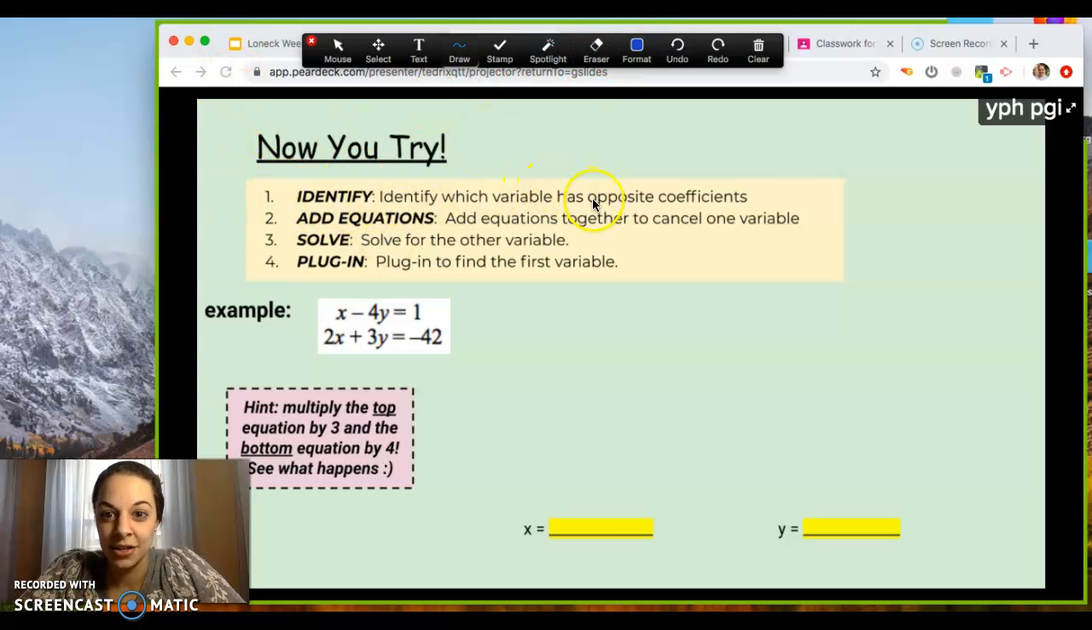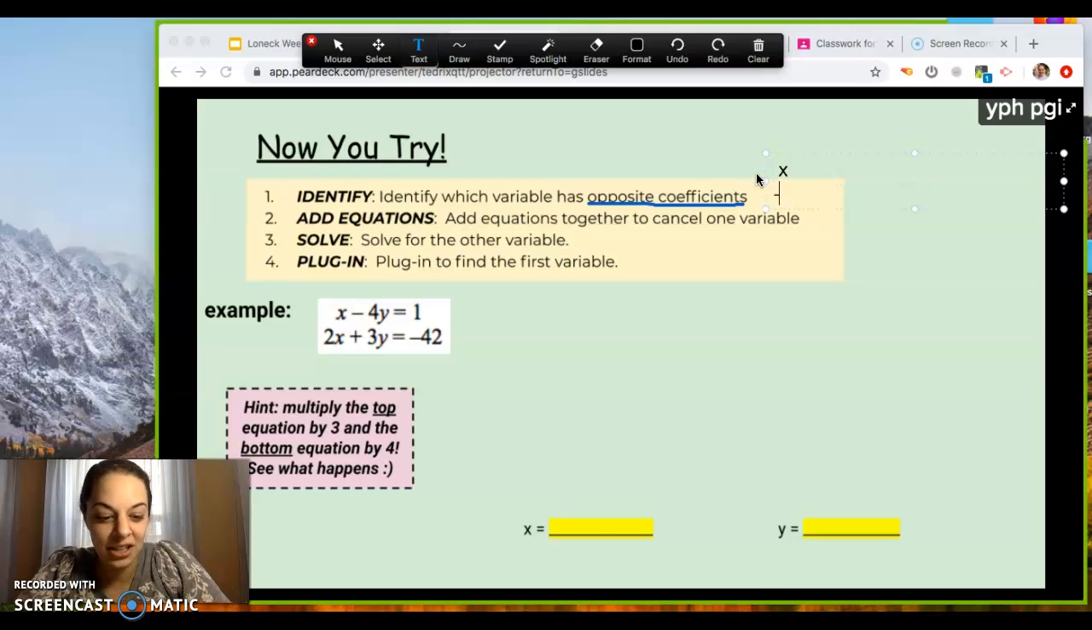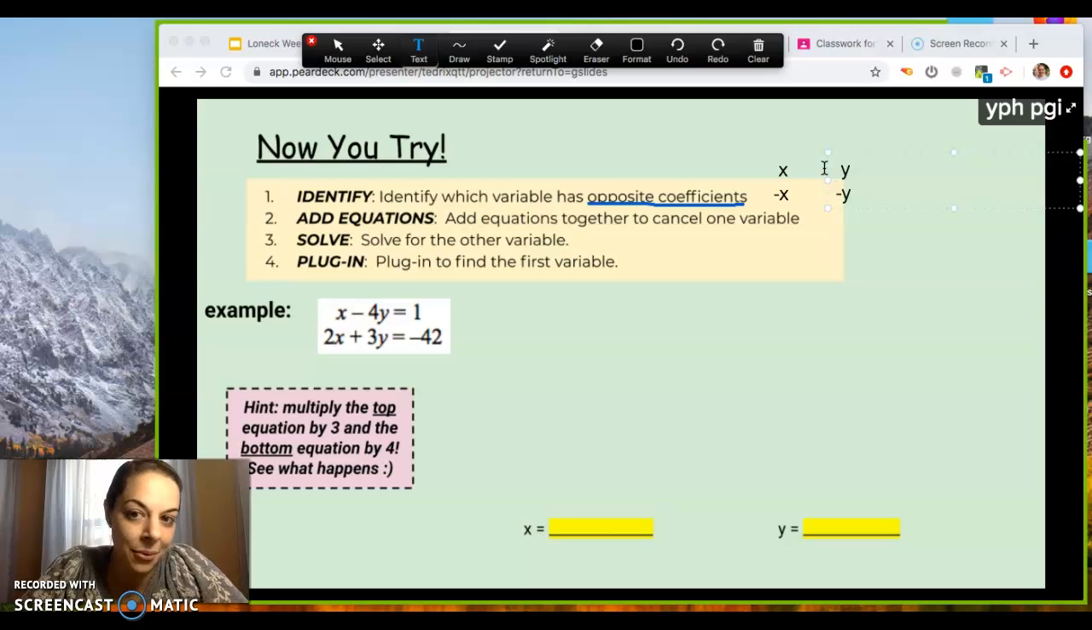Identify which variable has opposite coefficients. Remember, opposite coefficients was another way of saying what we're looking for when x is positive in one equation and then there's a minus x in the other, or you might have a positive y in one of the equations and then a minus y in the other equation. So we're looking for one of them to have a plus and a minus and for the numbers, the coefficients, to match. Now, if you look at these equations, x and 2x, those aren't opposite.